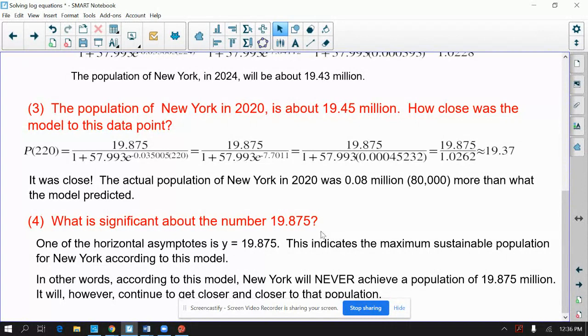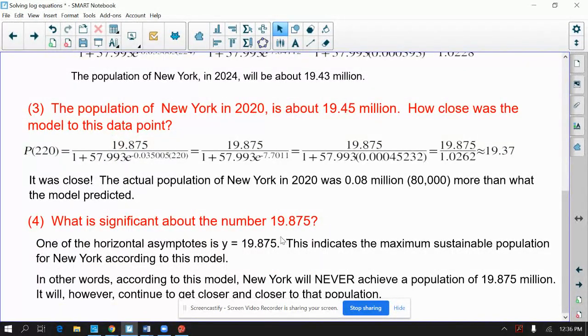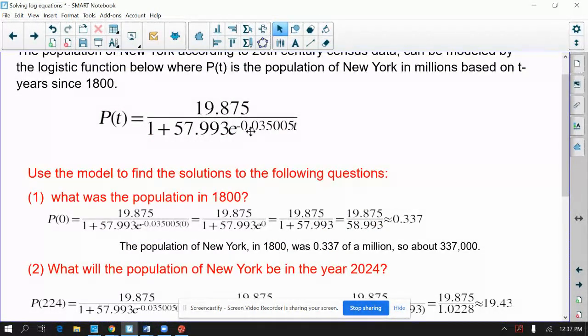They would have to produce another model to predict, because New York will probably exceed this, and they'll just have to look at the census data again and come up with a better model for the population that's going on right now. So maybe this model is good only for a couple hundred years. So maybe until the year 2000, and they have to develop a new model.